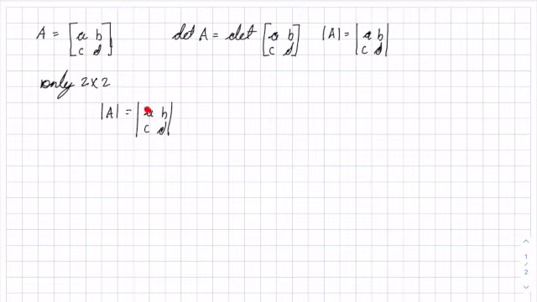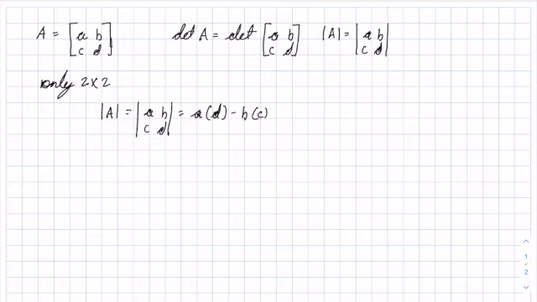What you do is you multiply the main diagonal of the matrix, and that is subtracted from the other diagonal. So what I mean is, you multiply A times D and you subtract B times C. It's as simple as that. Finding the determinant of a 2 by 2 is as simple as multiplying the diagonals and subtracting them from one another.